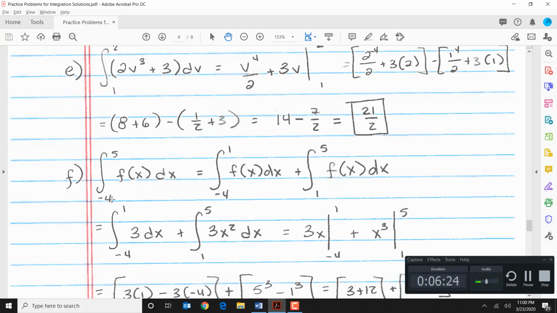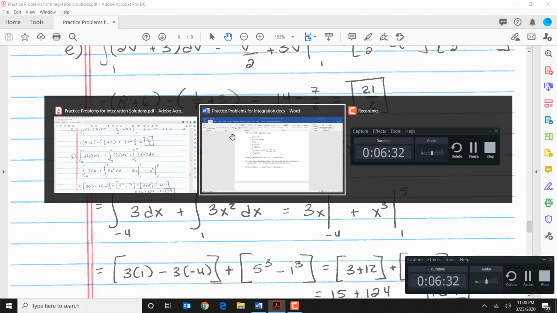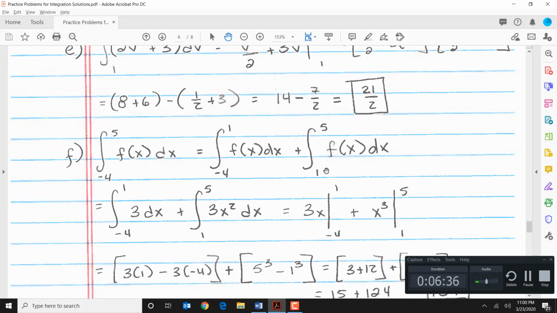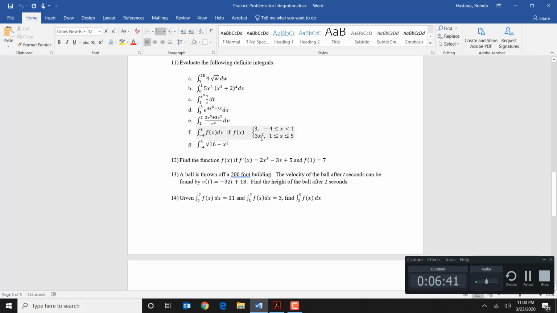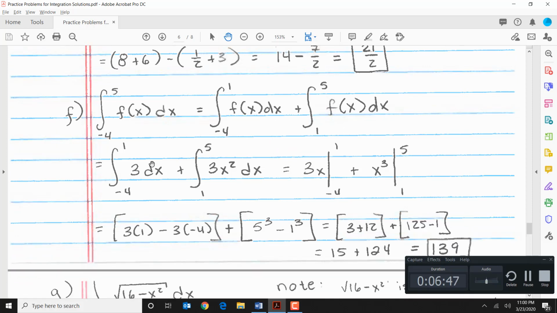I said, okay, this is going to be the integral from -4 to 1 plus the integral from 1 to 5. So now I can use the piece of the function from -4 to 1, which is 3. And I can use the piece of the function from 1 to 5, which is 3x squared. And I can separate these integrals and evaluate them separately. So that's going to give me the integral from -4 to 1 of 3 dx plus the integral from 1 to 5 of 3x squared dx.